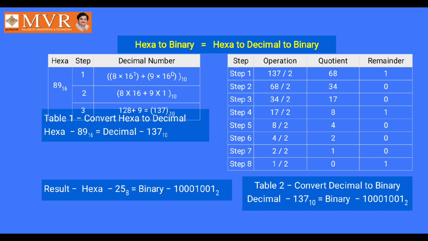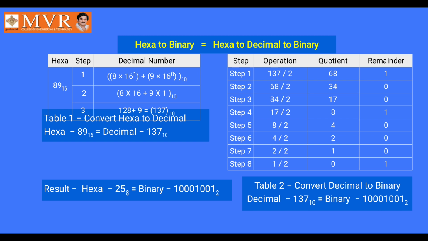Then whatever the result, we got 137 decimal. Later it is converted into binary by dividing with 2, and all the remainders we achieved, we have written in the bottom to top direction. So 1 0 0 0 1 0 0 1. This is the equivalent value of your binary for the given hexadecimal.